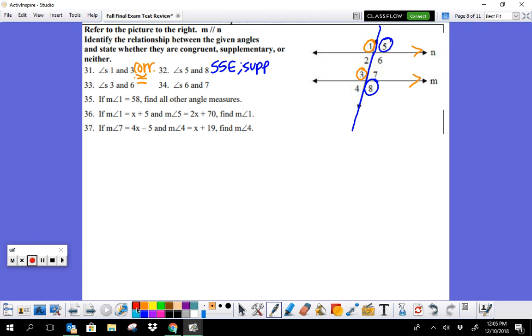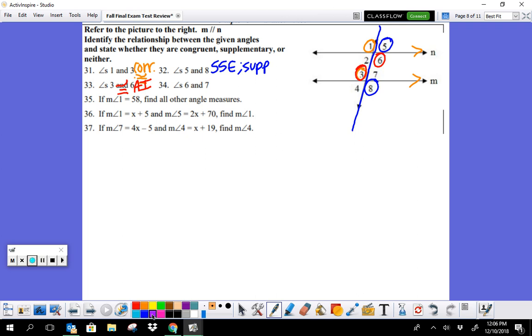33, angle 3 and angle 6. Notice those are on opposite sides of that transversal, but they're also in between our parallel lines. We call that alternate interior, and those are going to be congruent.